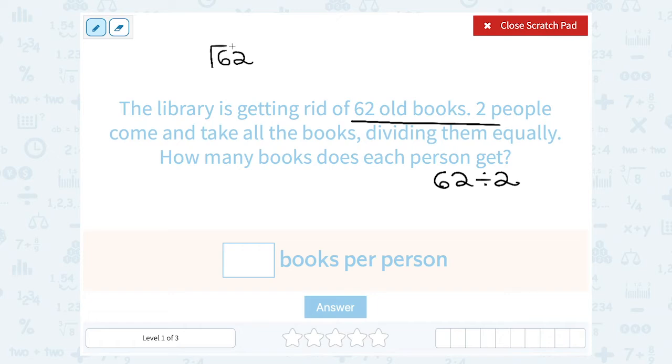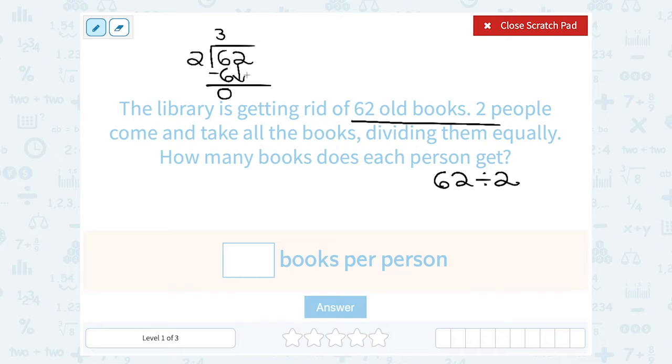62 divided by 2. This makes the problem a little easier because when you write it as long division, you can think of each digit. Instead of how many times does 2 go into 62, you can think, how many times does 2 go into just 6? We're taking it one digit at a time. Well, 2 goes into 6 3 times, right? 2 times 3 is exactly 6, so we have nothing left over.